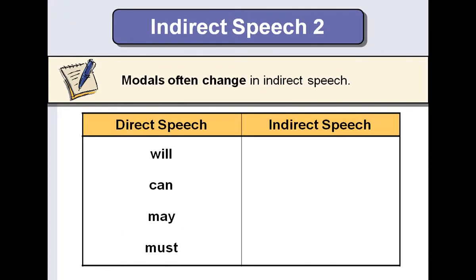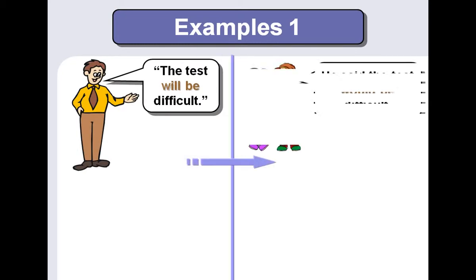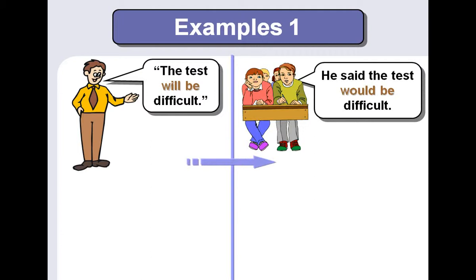Modals often change in indirect speech. Will, can, may, must. Will changes to would, can changes to could, may changes to might, and must changes to had to. The test will be difficult. He said the test would be difficult.